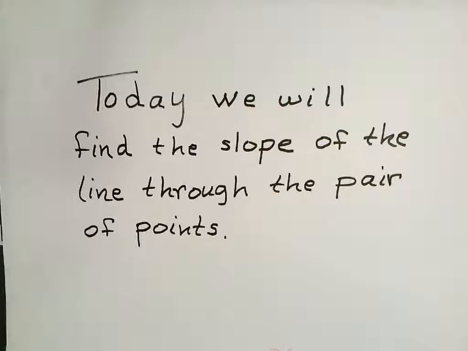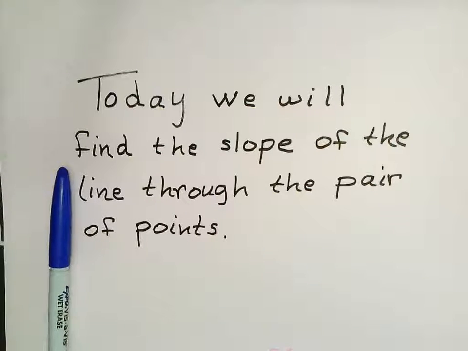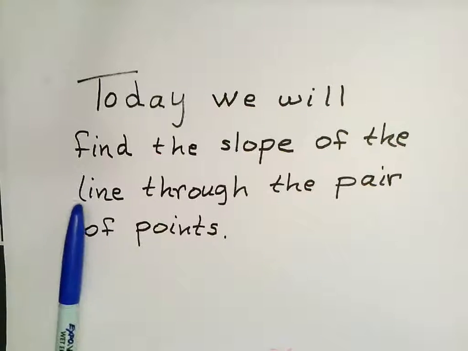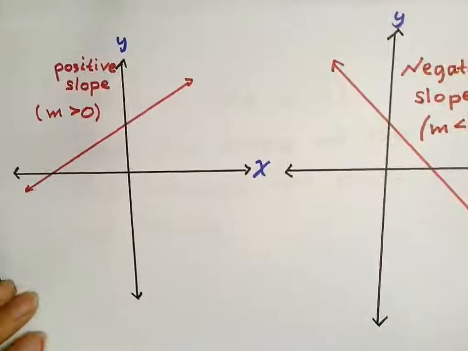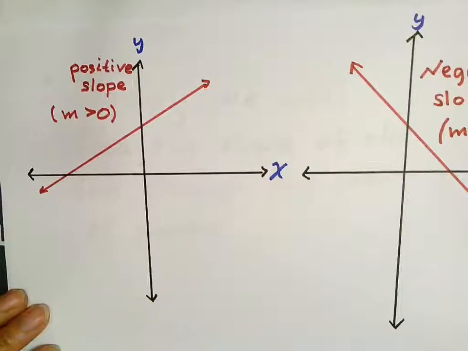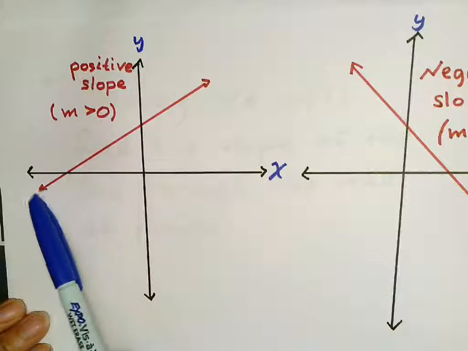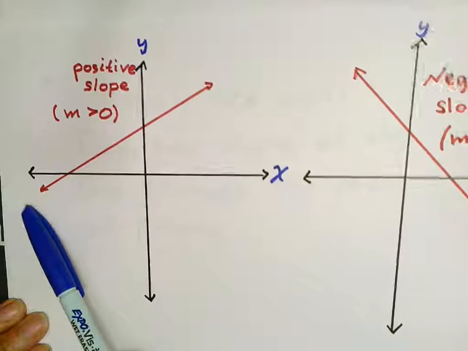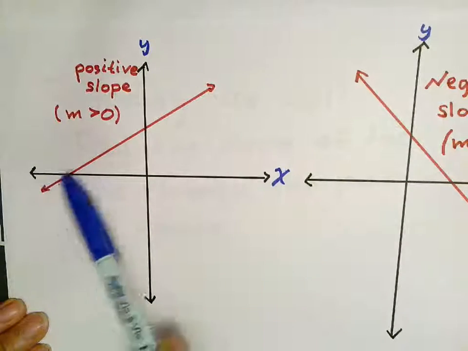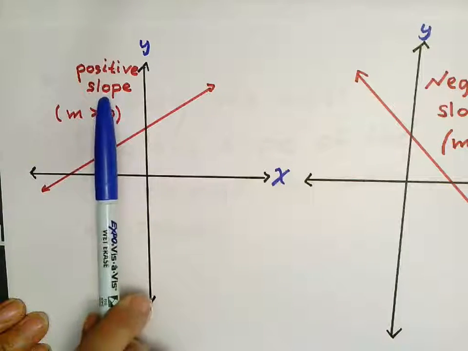Today, we will find the slope of the line through a pair of points. Let's review how different slopes and different lines look in an XY plane. When we're in the XY plane, we're always moving from left to right. If the line is going up, it's increasing, and we have a positive slope.